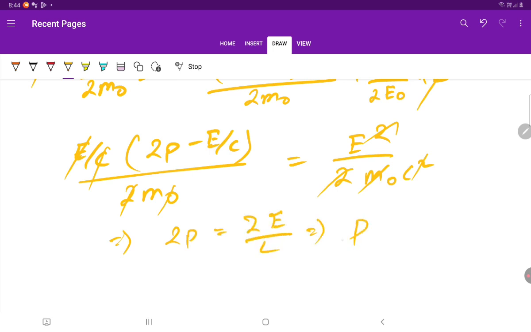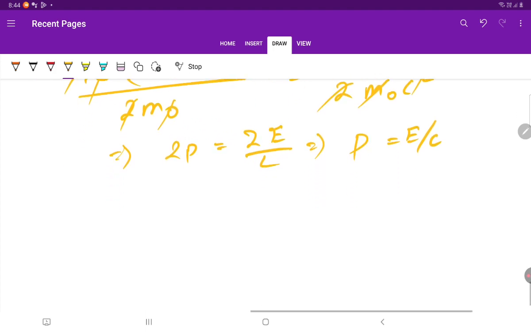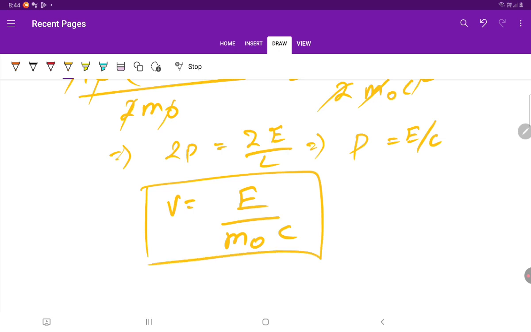So I can write that the momentum of the particle required is e by c. Hence, velocity is written as e by m naught c, and that is the velocity required for the tin nucleus to undergo the excitation, so that when the gamma photon is emitted and it strikes the nucleus, it can undergo the required excitation. Okay. Basically, the tin nuclei must have this threshold energy, threshold velocity, you can say, to undergo excitation.